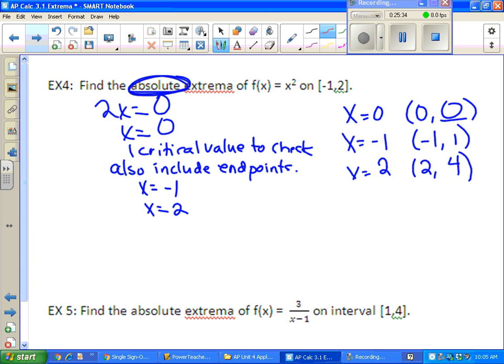Okay, how high does it go? It goes as high as 4. So this is my what? Absolute maximum. Okay, now which one of these is the lowest point that I ever get to? 0, 0. So even though negative 1, 1 was a possibility, it does not meet either criteria. So this right here is my what? Absolute min. I like that better.